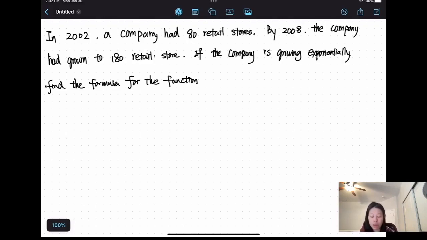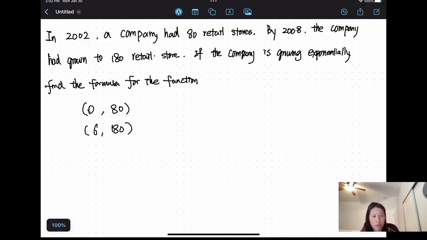Here's an example. In 2002, a company had 80 retail stores. By 2008, the company had grown to 118 retail stores. If the company is growing exponentially, find the formula for the function. If we let 2002 be our starting year, year 0, then at the initial value 0 we have 80 stores. That's our x and y. Then in 2008, which means after 6 years, the company had grown to 118 stores.